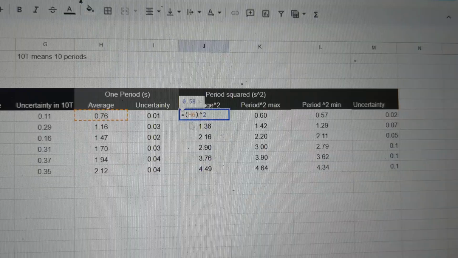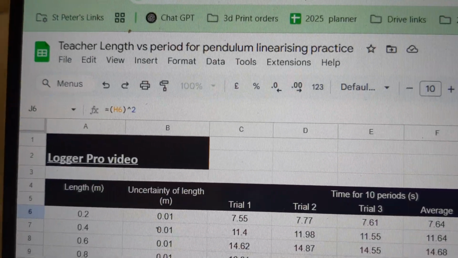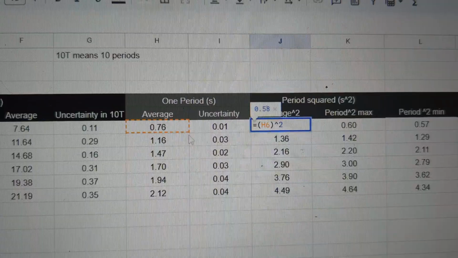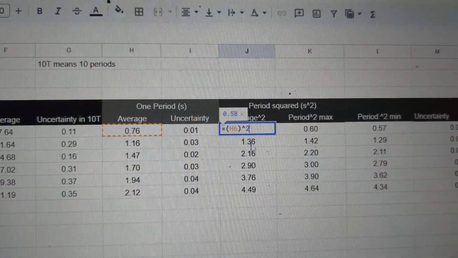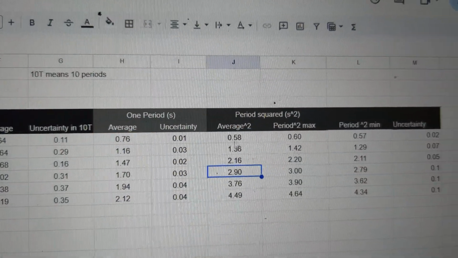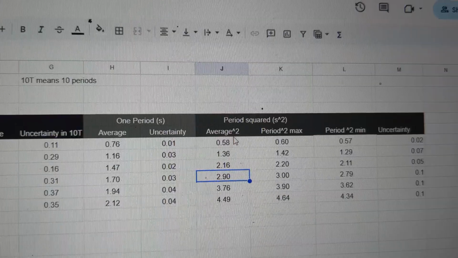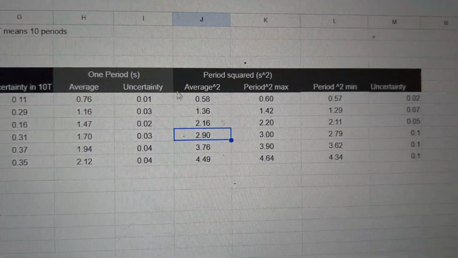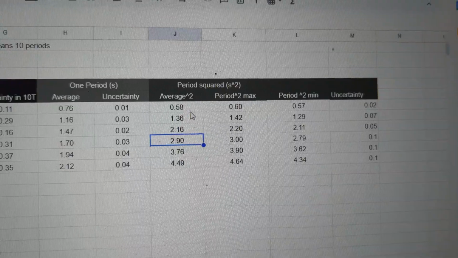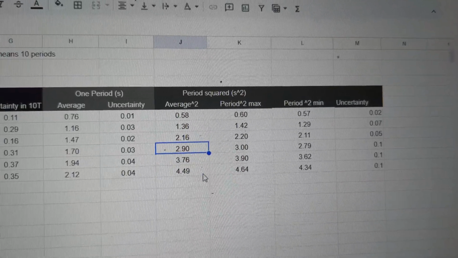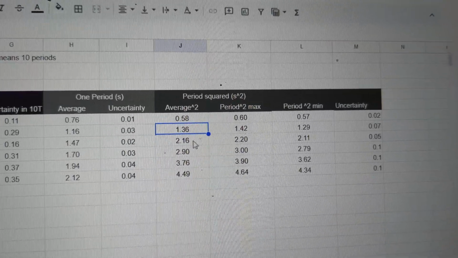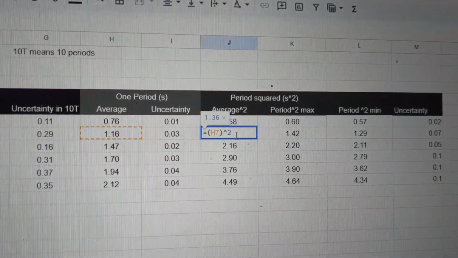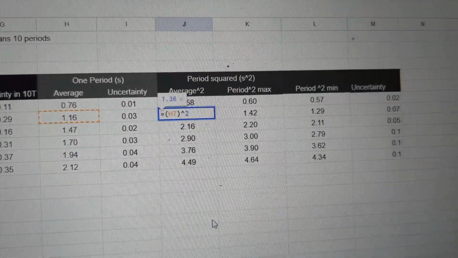So you can see here, look up our formula. It's going to be h6 squared. So looking down here, this is h6 and it's squared. So this here is the average squared value for our 0.2 meter length. And then that's just a matter of dragging all the way down. And that'll give you the formulas for each of those here. So you can see this one here is now going to be the h7 squared.